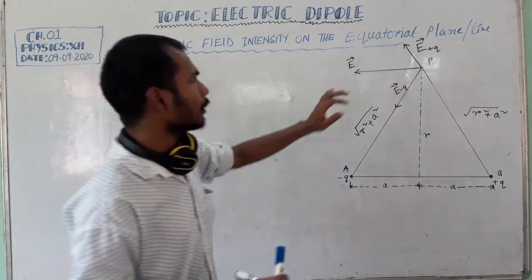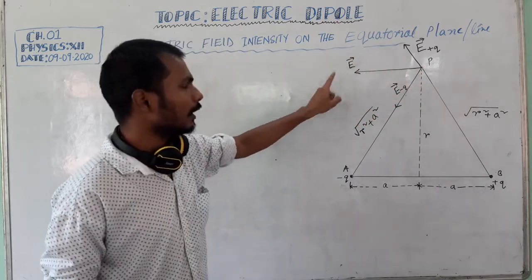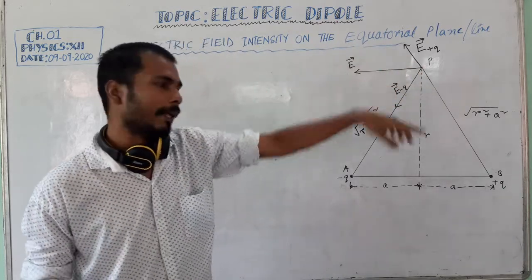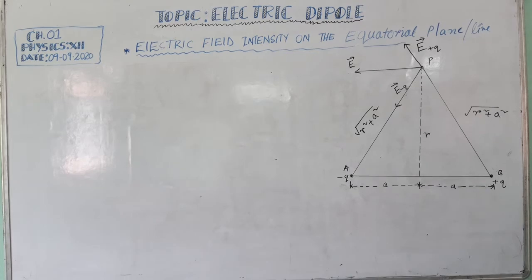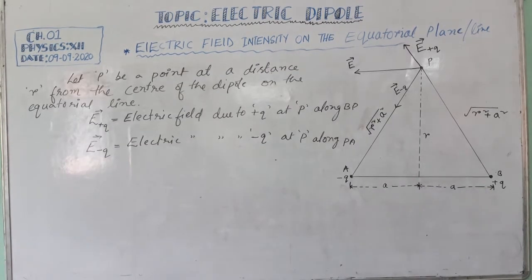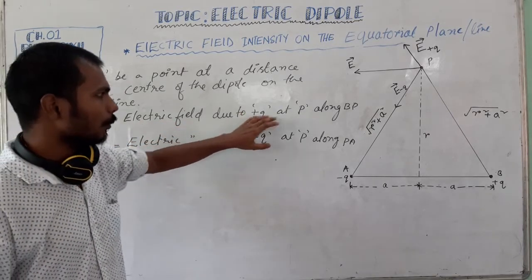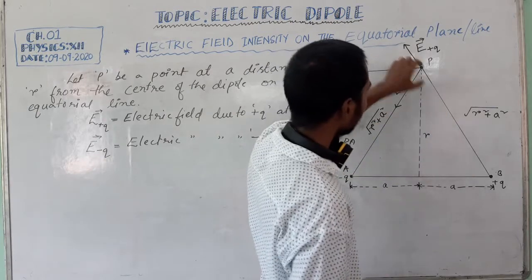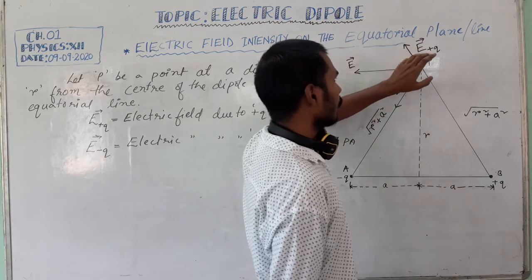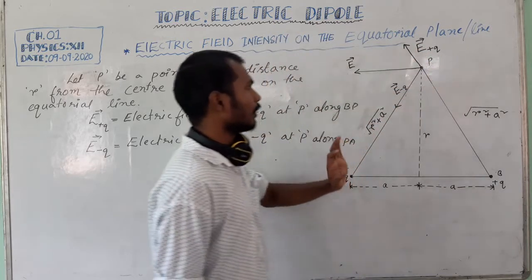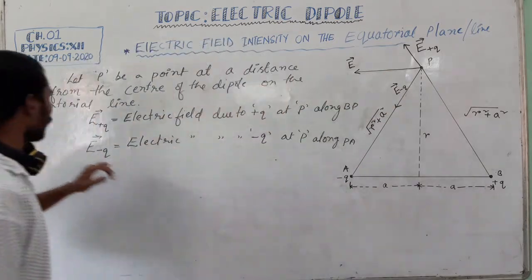Now we are required to find the value of the E vector at point P, and this is the resultant electric field at point P on the equatorial plane. Now see, this E plus Q is the electric field due to charge plus Q at point P along B to P. We have indicated it as E plus Q. Now E minus Q is the electric field due to minus Q charge, and it is along P to A.